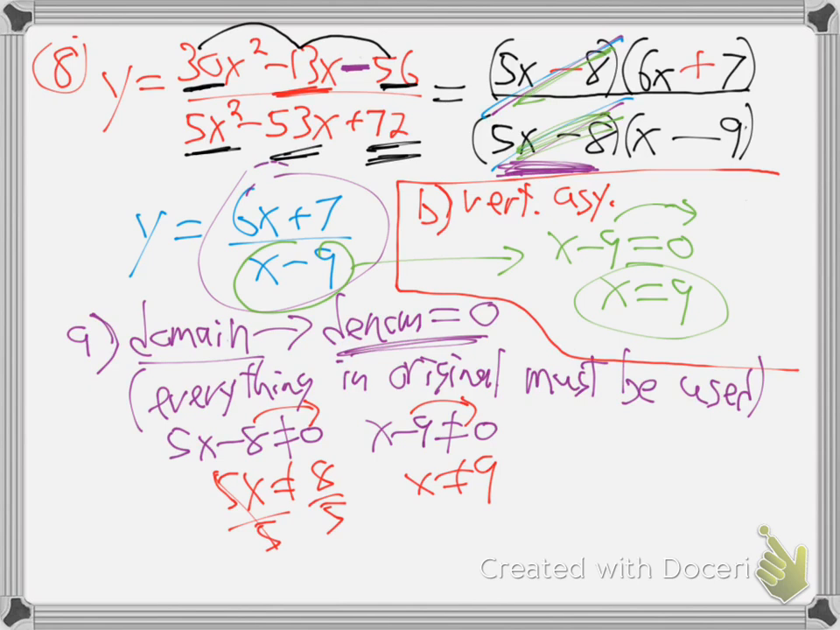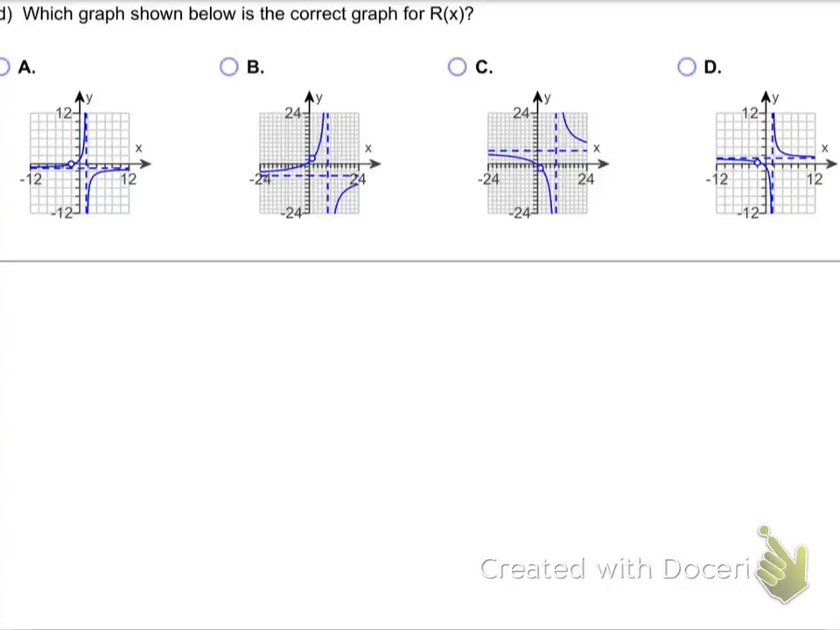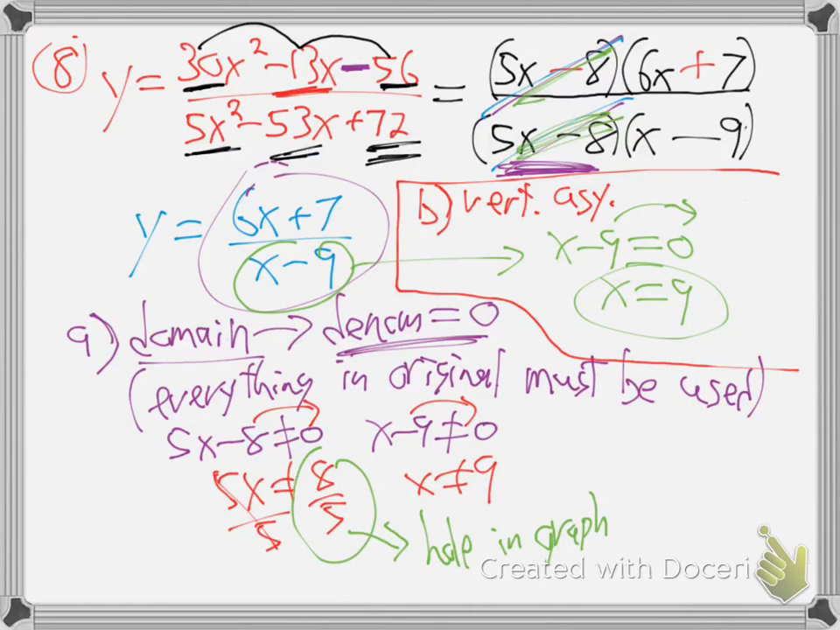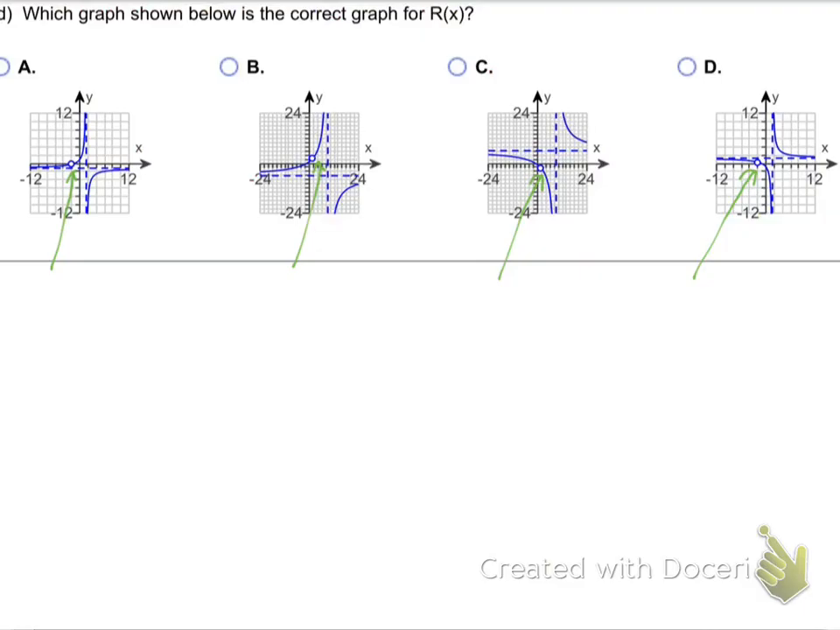What happens there is that there'll be a hole in the graph at 8/5. Right here, there's a hole in the graph. In fact, let me just show you the picture right now. I don't know which one's the right graph, but see how they have those holes? The hole there, and there, and there. They're all having that hole. That hole is the 8/5, which is 1.6 on your calculator. So the hole is supposed to be at x is 1.6.